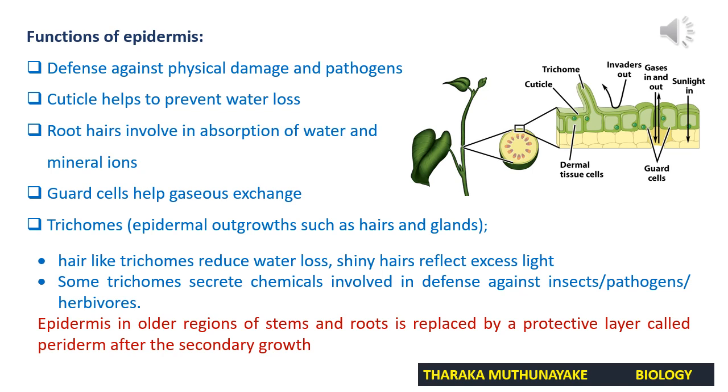Okay, finally we said this earlier as well. Epidermis in all the regions of stem and roots is replaced by a protective layer called periderm after the secondary growth. We can discuss it when we are discussing the secondary growth.